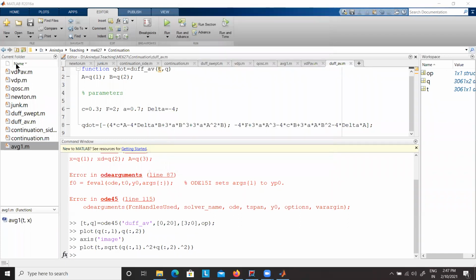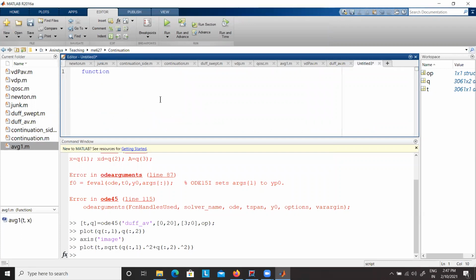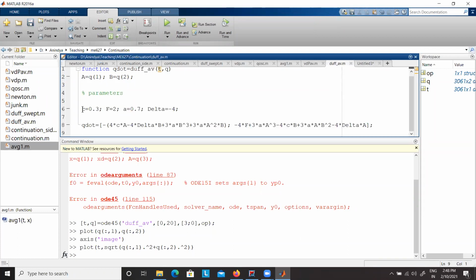What we will do is we will make a new file. q dot is equal to f duff, q t. So this is the original one. I will say epsilon is equal to 0.01. So epsilon is quite small. I will say q dot is equal to q of 2, and then the q dot of 2 is equal to minus. So I have to specify parameters that I will specify from here.